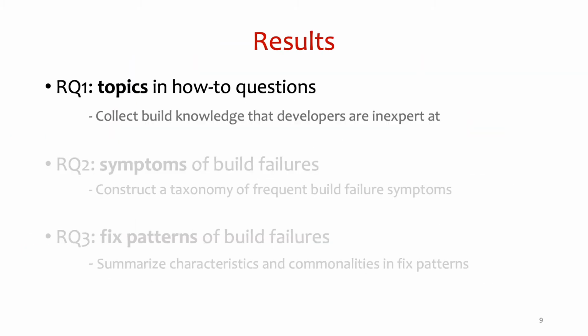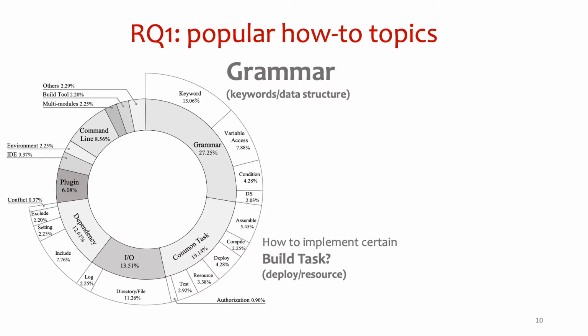Now let's move to the results on the first research question. This figure shows the hierarchy of how-to topics in build issues with corresponding percentages. From the figure, we can observe a high diversity in how-to topics that developers may ask. Among them, grammar is the topic asked most frequently, such as the usage of the default keywords and the data structure in build script language.